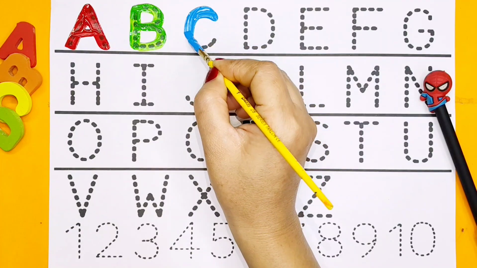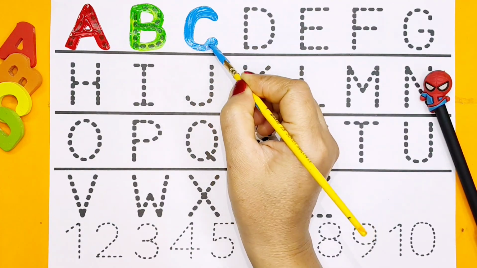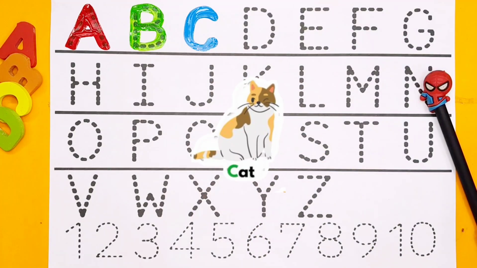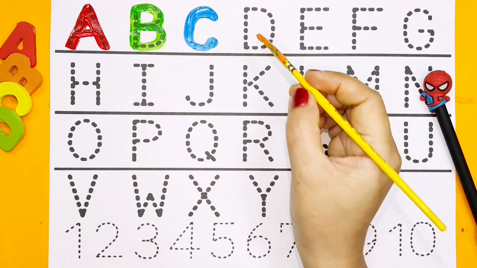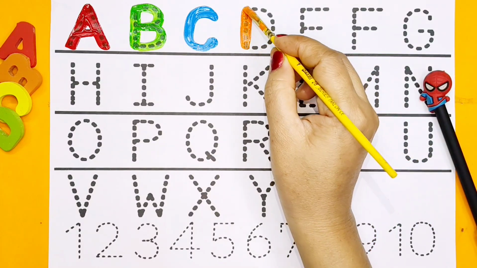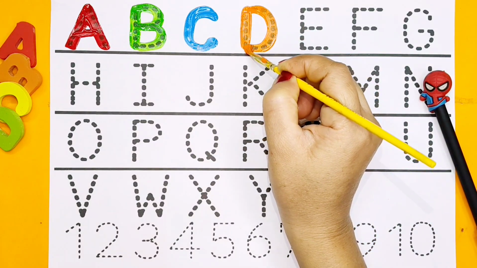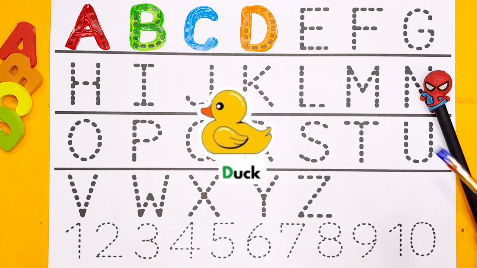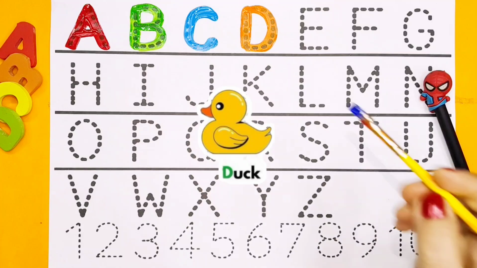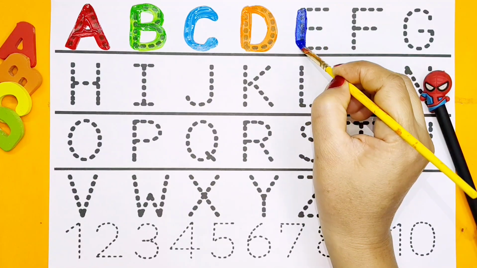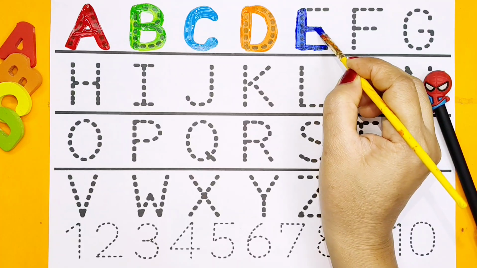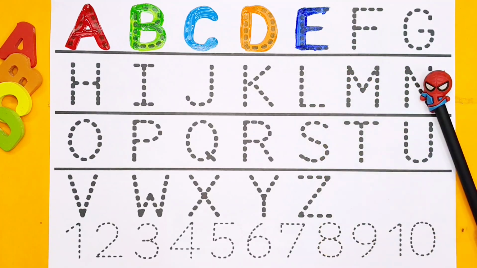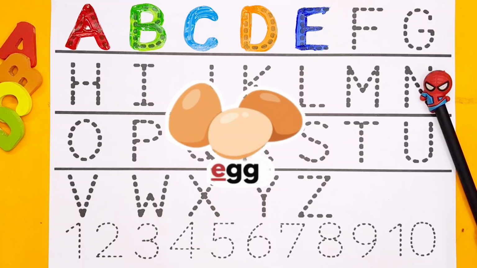Sky blue color, C, C for cat, C for cat. Orange color, D, D for duck, D for duck. Blue color, E, E for egg, E for egg.